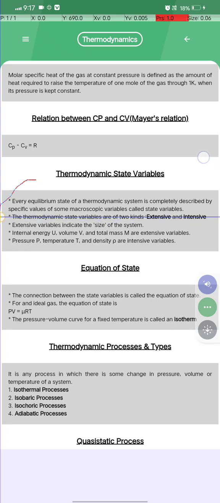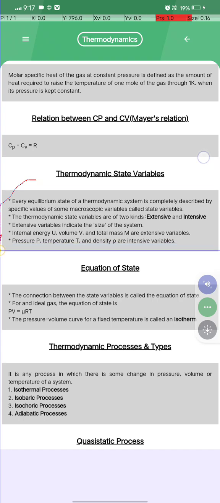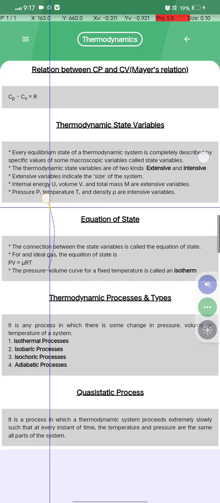The thermodynamic state variables are of two kinds, extensive and intensive. Extensive variables indicate the size of the system, and the internal energy U, volume V, and the total mass are extensive variables. Pressure P, temperature T, and density rho are intensive variables.